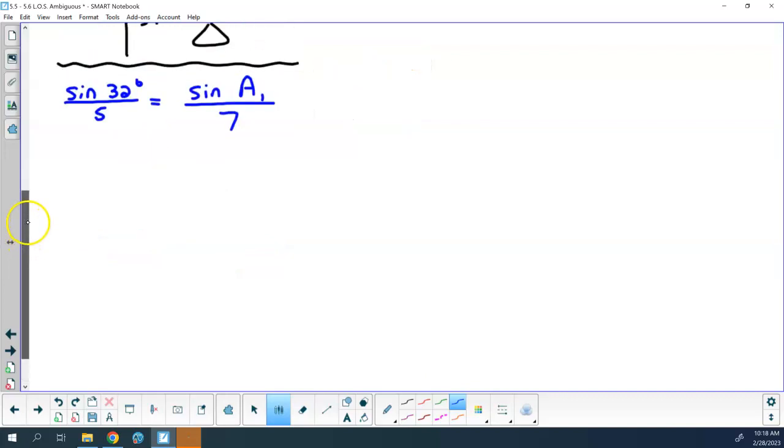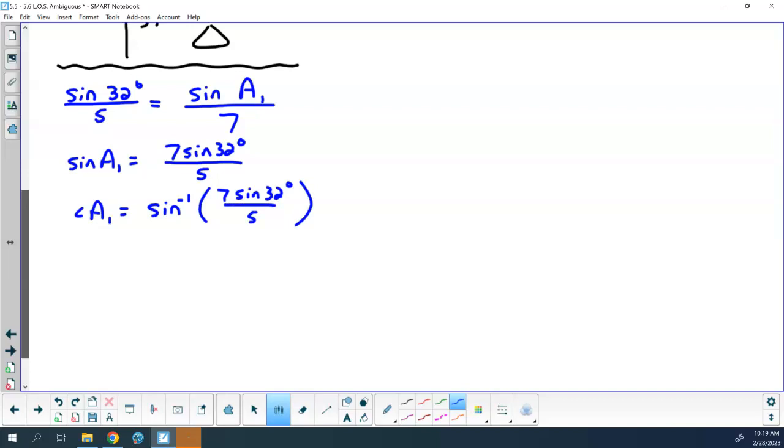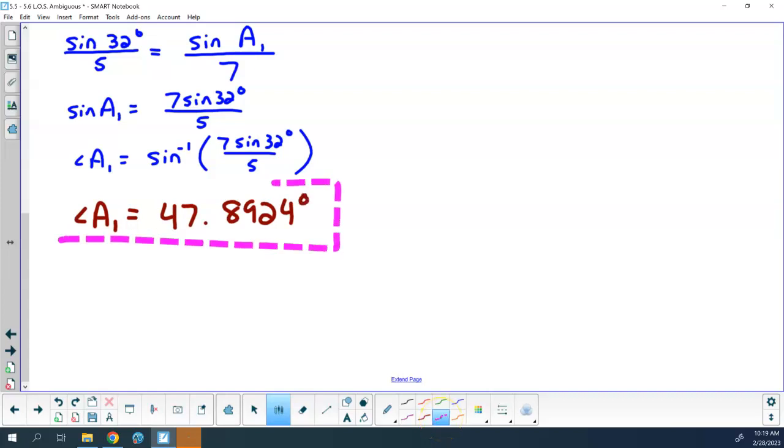A quick solve. I get angle A sub 1 is 47.8924 degrees. Agree? Okay.